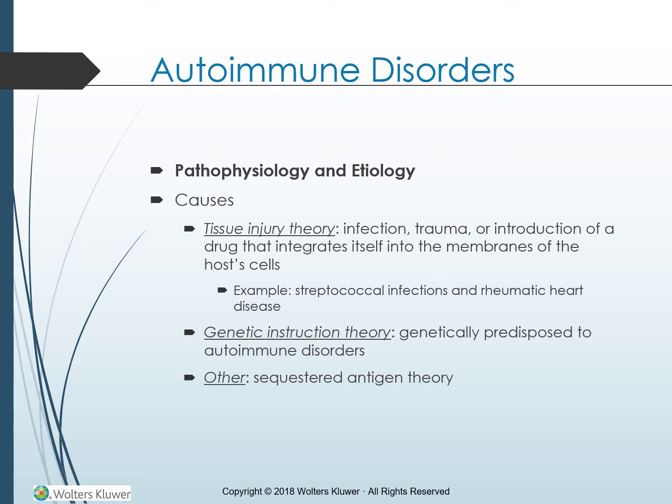Pathophysiology and etiology. Causes. Tissue injury theory is the theory that infection, trauma, or introduction of a drug that integrates itself into the membranes of the host cells are the cause of autoimmune disorders. Example, streptococcal infections and rheumatic heart disease. Genetic instruction theory, genetically predisposed to autoimmune disorders, or other sequestered antigen theory.